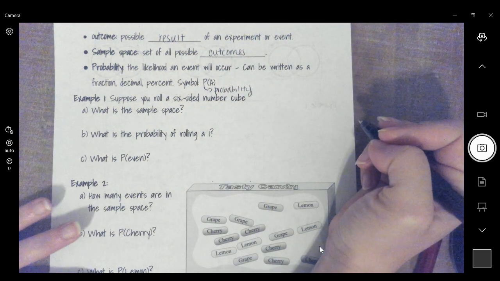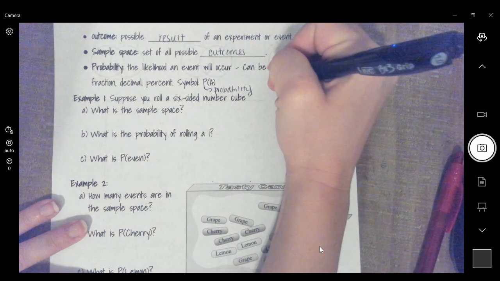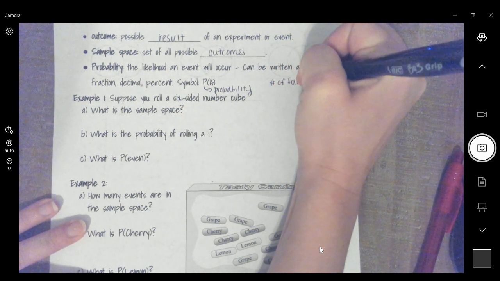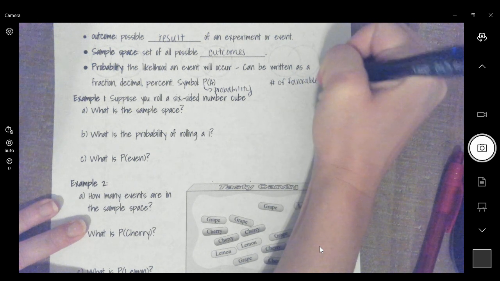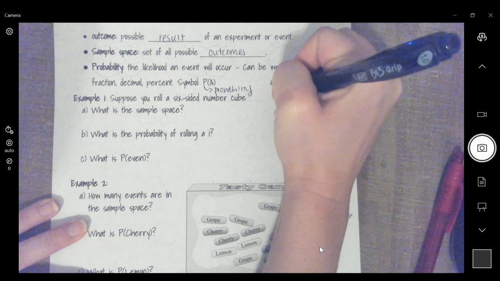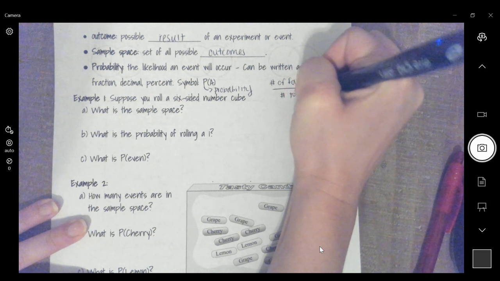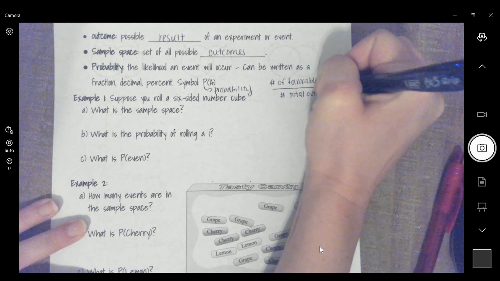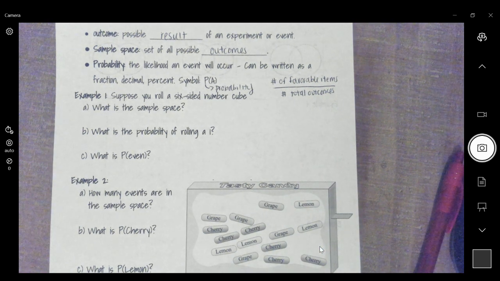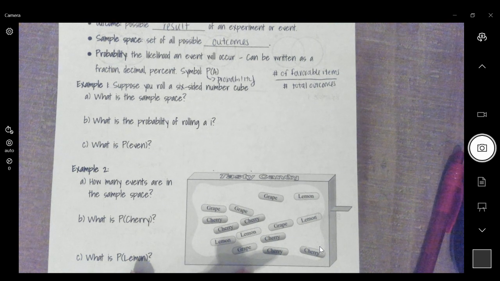And so to find probability, we have to find the number of, we'll call them favorable outcomes. So what are you looking for? Divided by the number of total outcomes. So it'll be really important that you either list out your sample space, or you can see your sample space or think about your sample space so you know how many different things could happen, because that's going to give you your number of total outcomes.